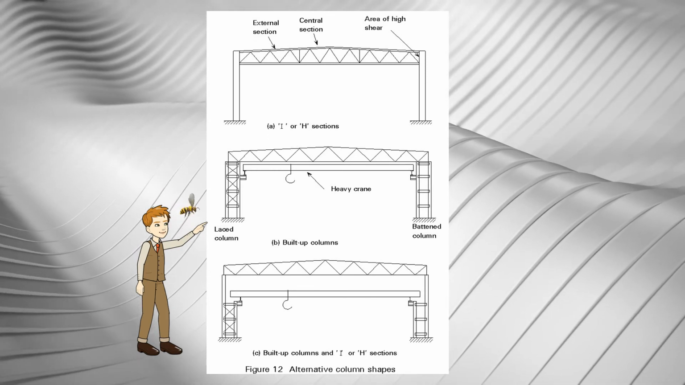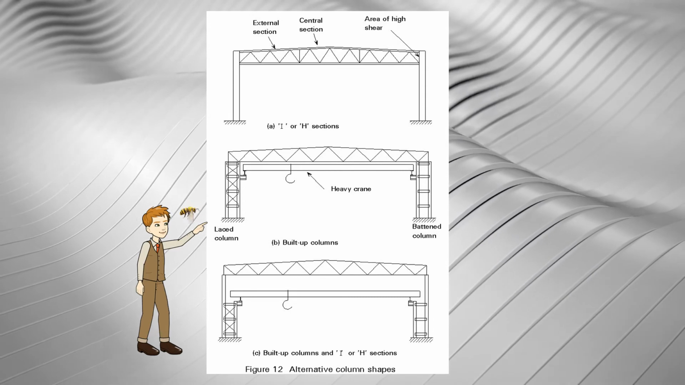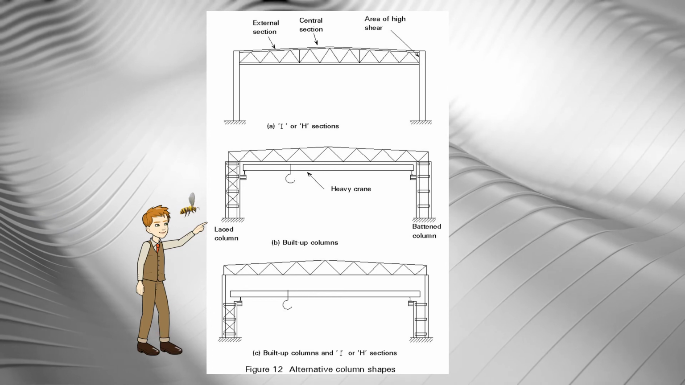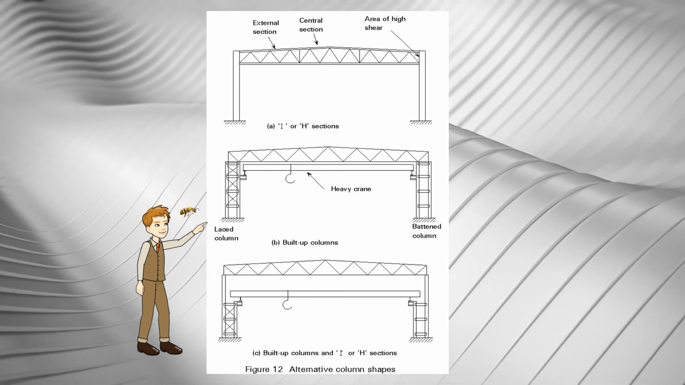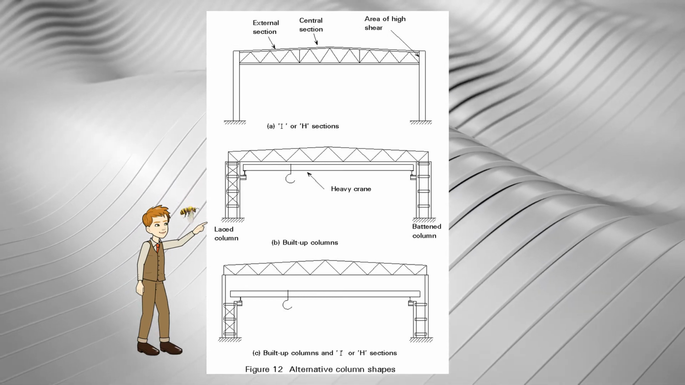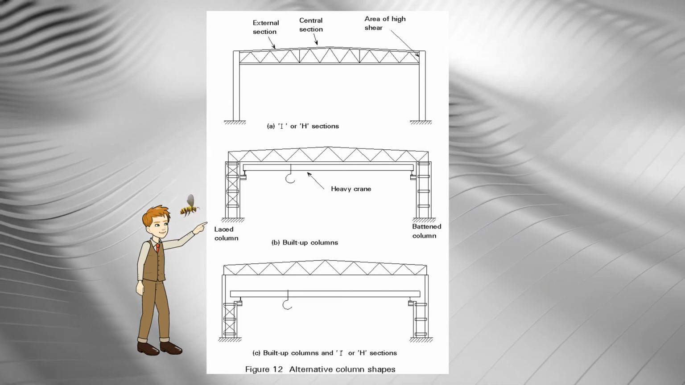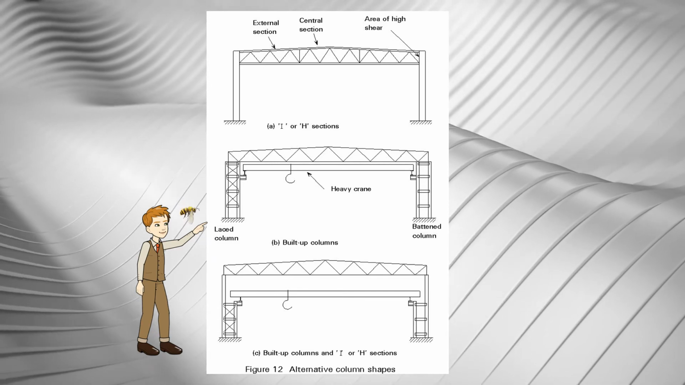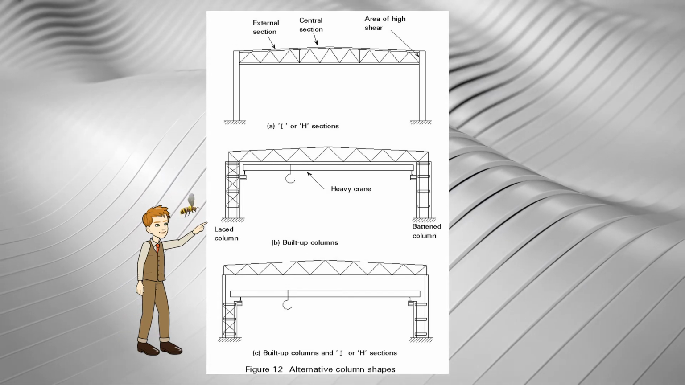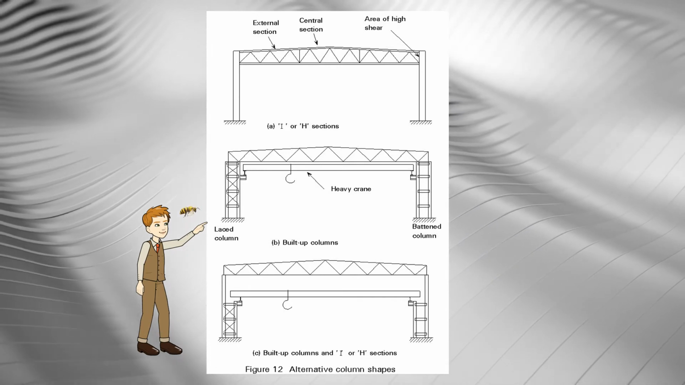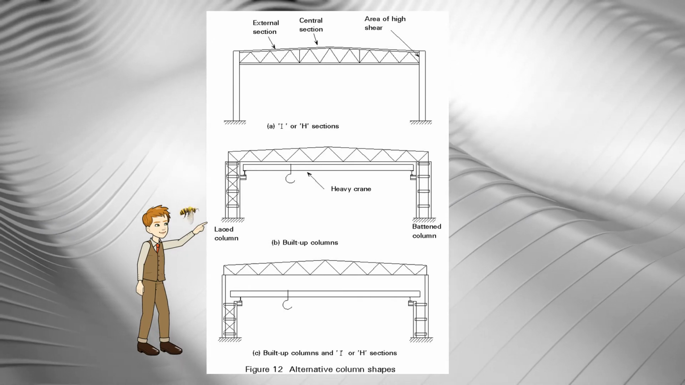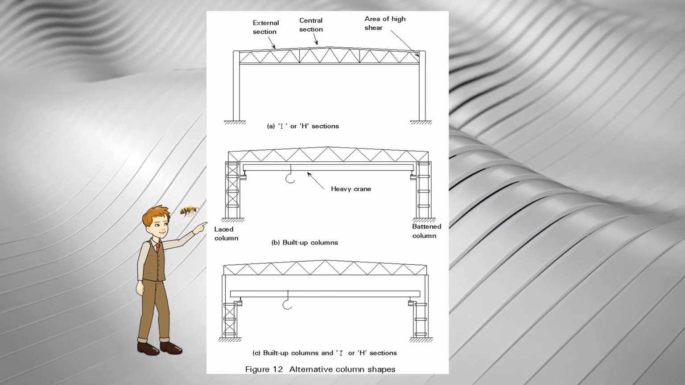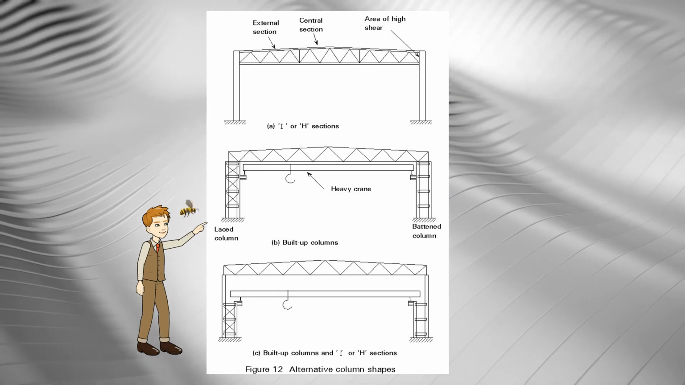Generally, the columns to the frame are I or H sections, such as shown in Figure 12a. When the building incorporates an overhead traveling crane of high capacity, a built-up or batten column may be used, such as shown in Figure 12b. In some cases, the built-up columns are continued by I sections over the level of the crane supporting structure in order to reduce the cost, such as shown in Figure 12c.